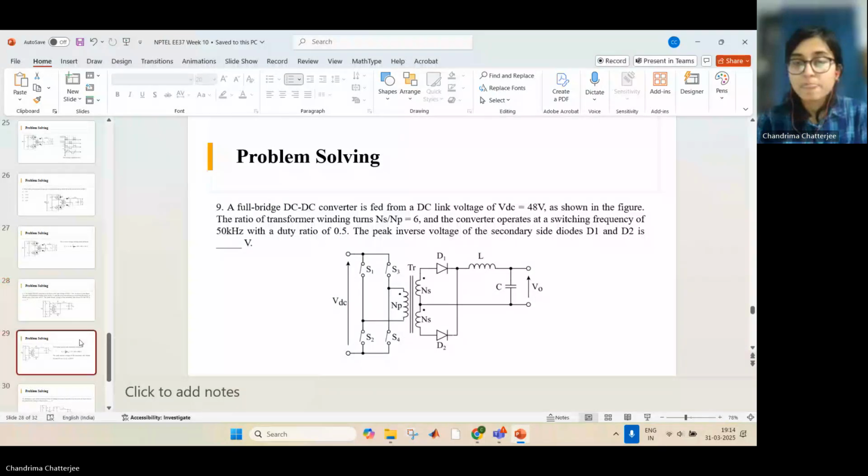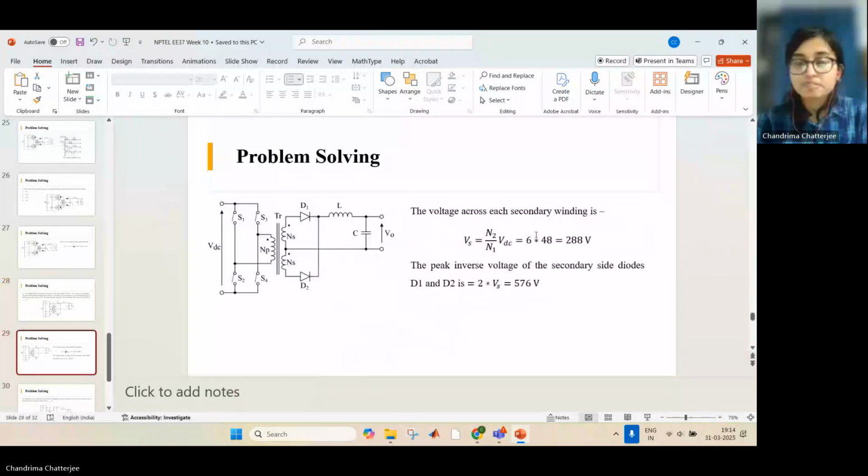Here, again, this is a center tap configuration. So first we will have to find out what is the secondary voltage. Secondary voltage is the turns ratio N2 by N1 times VDC. Okay, 288 volt. And each diode has to withstand twice this value. So 576 volt, as this is a center tap configuration, right?